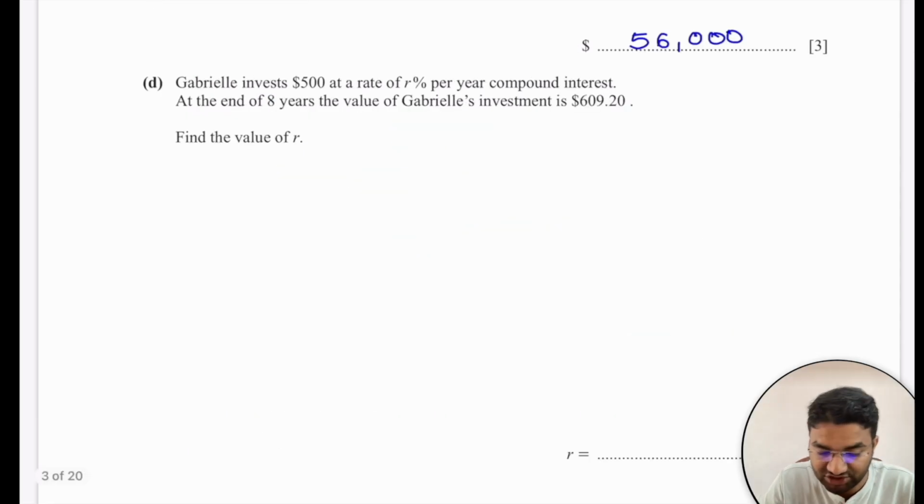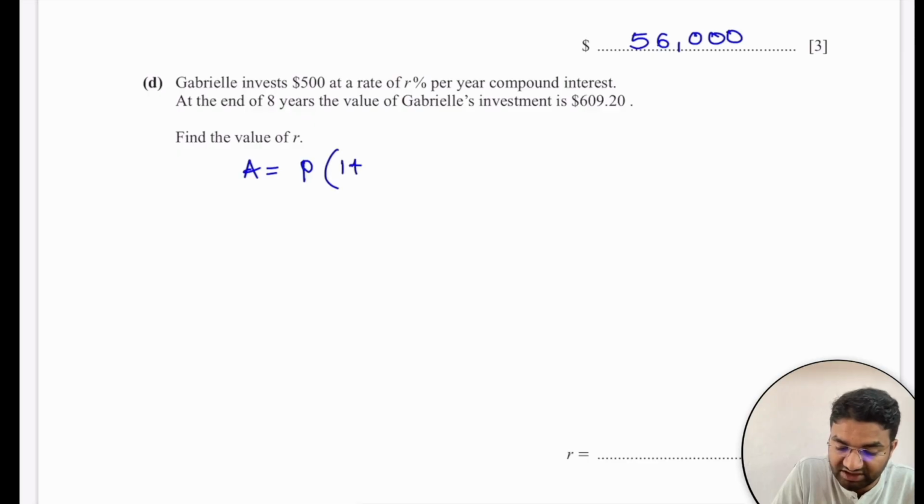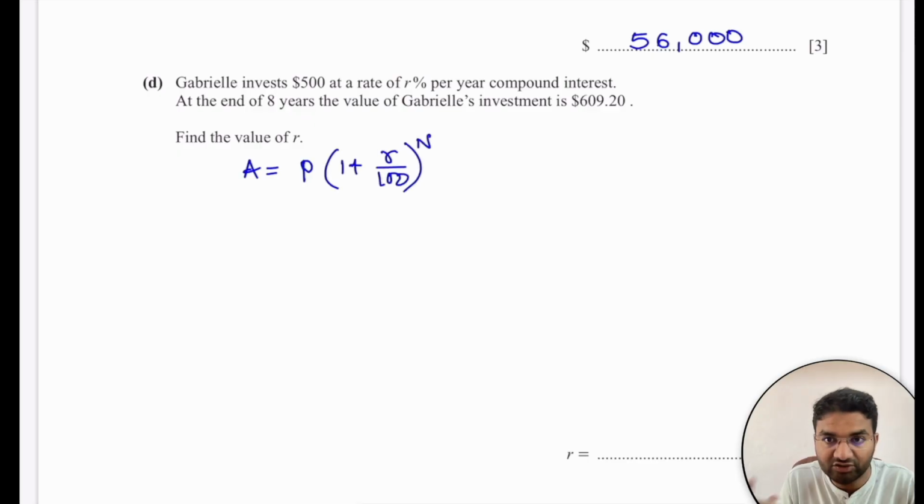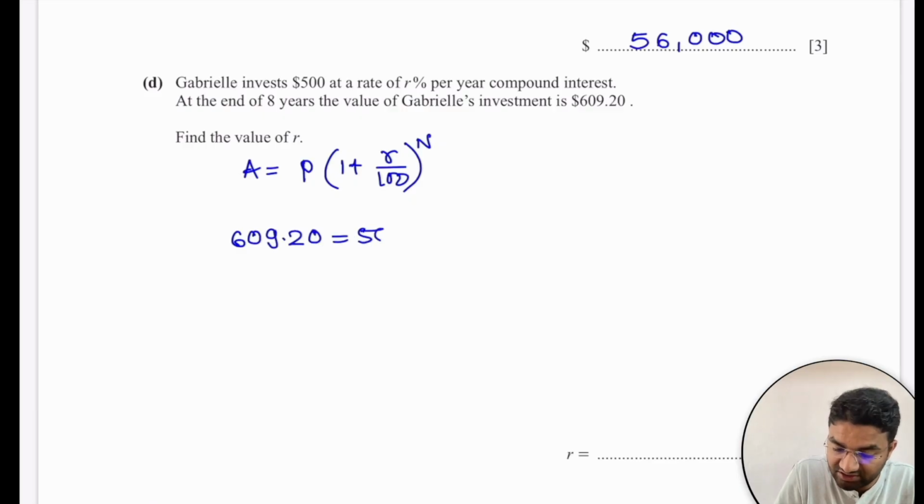Then the last question is that Gabrielle invests $500 at a rate of 5% per year compound interest. At the end of 8 years, Gabrielle's investment is $609.20, and we have to calculate the R value. So here, compound interest. First of all, the compound interest formula is A is equal to principal times (1 plus R by 100) raised to N. We have to use this in a reverse way. Look at here, A is the amount after 8 years, it will be 609.20 is equal to 500 times (1 plus R over 100) raised to 8.